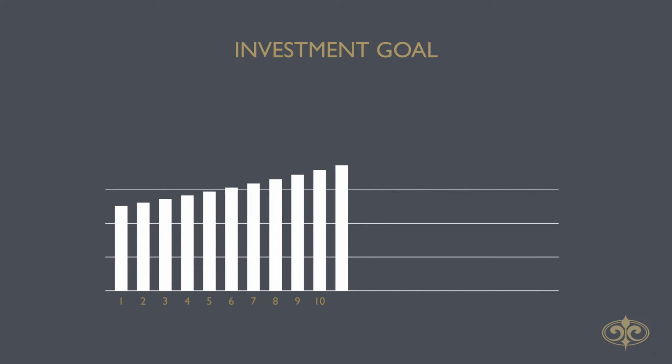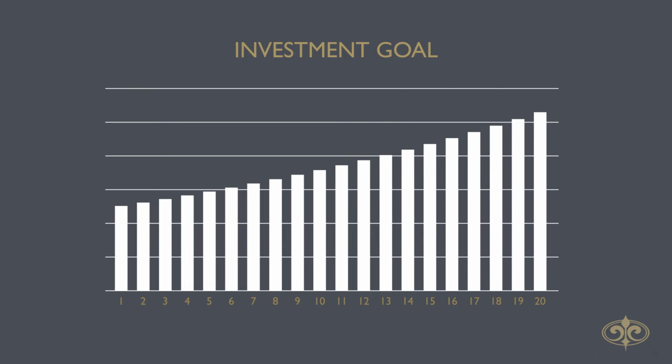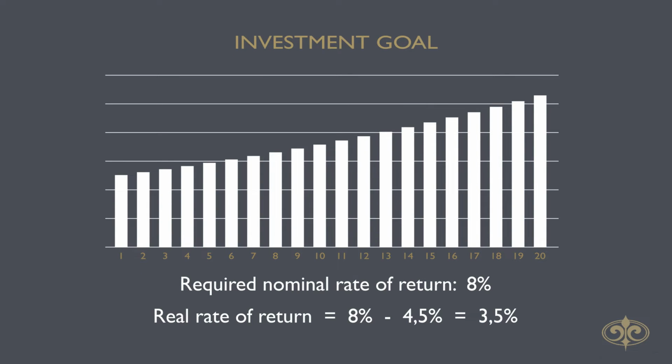For example, you're retiring soon, and in order to draw a growing pension for the next 20 years, your required nominal rate of return amounts to 8% per year. If we assume inflation averaging 4.5% over this period, your required real rate, in other words, the nominal rate minus the inflation rate, is 3.5%.